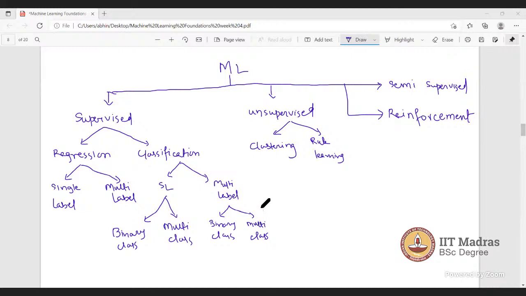So I think there was a lot of doubt in week one about multi-label and single label. Just one doubt: can you give examples for both labels and classes for all of them?